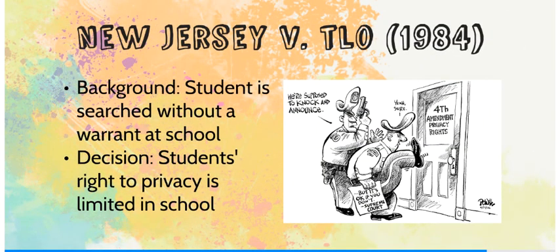This next one is New Jersey versus TLO. So as you can see, this individual only has their initials, not their whole name on there because they are a minor.